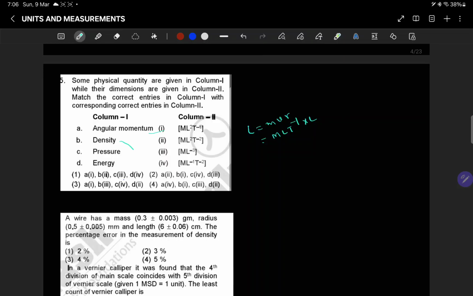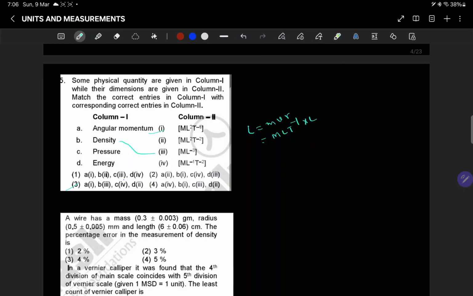Density, mass per unit volume, B3. Now A1 related two options given, students. B3 is nothing but here, third option only given. Just these two are enough for this question.